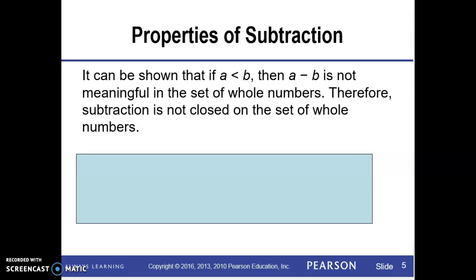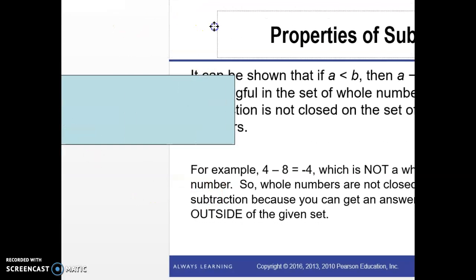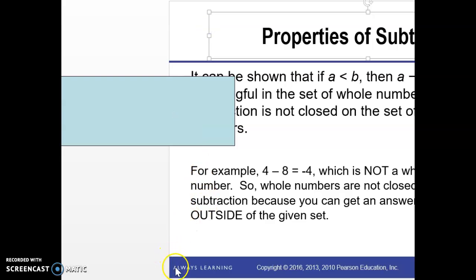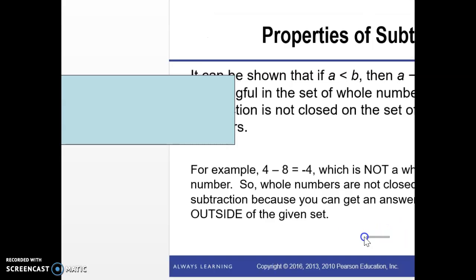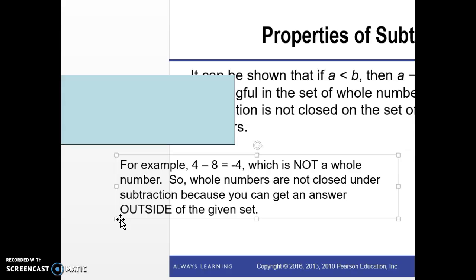All right, so if I subtract, if A is a number less than B, then A minus B is not meaningful in the set of whole numbers. Basically, the answer that you get is a negative number, which is not a whole number. The whole numbers are the positive integers and 0. So subtraction is not closed. What that means in a less technical sense is, suppose I have the numbers 4 and 8 in my room. 4 and 8 are whole numbers. But if I subtract them, the number that I get is -4, which is not a whole number.